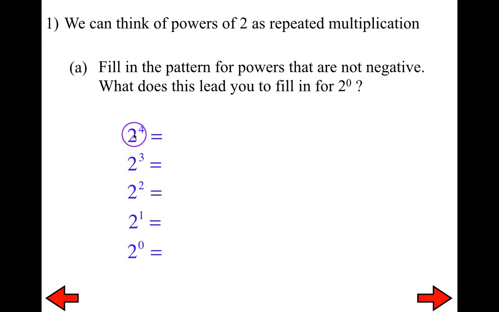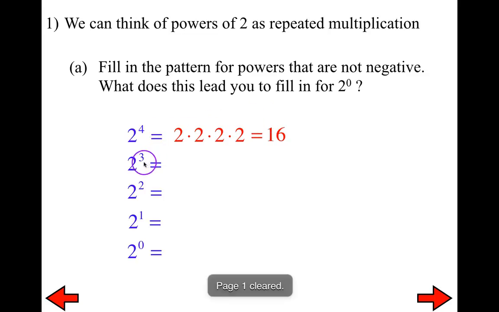First, let's start with 2 to the 4th power. What does it mean? It means 2 is being multiplied 4 times. So I'm going to write that out. Well, let's figure that out. 2 times 2 is 4. Whoops. Let's try this again. 2 times 2 is 4, and then 2 times 2 is 4, so 4 times 4 is 16.